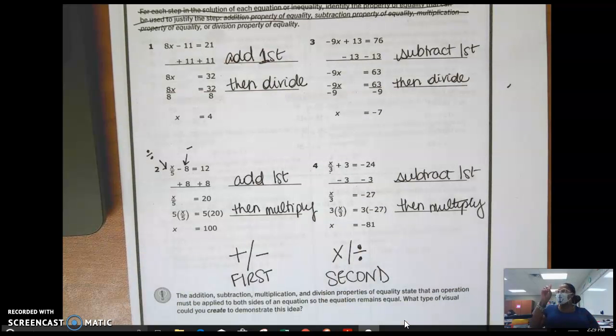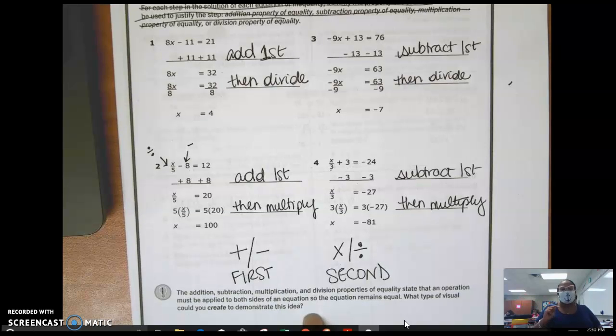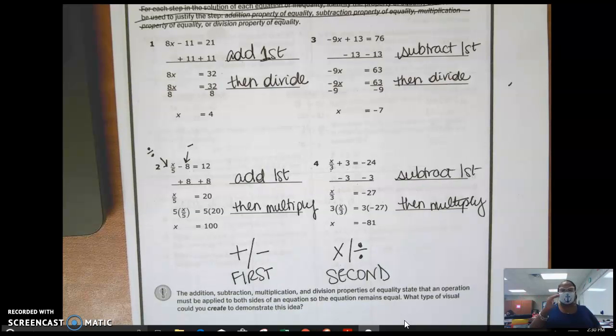There may be one anomaly where you multiply or divide first and then add and subtract second. But 9 times out of 10 for this stuff in the state of Texas, when we learn 7th grade math or 6th grade APA, you're going to add first or subtract first on 2-step equations and then multiply or divide in the second step.